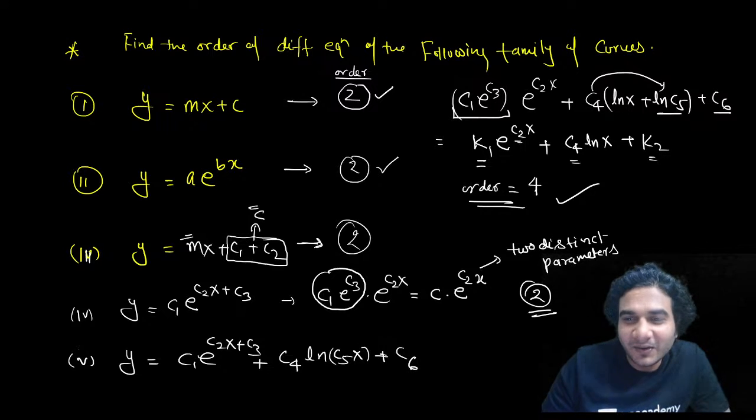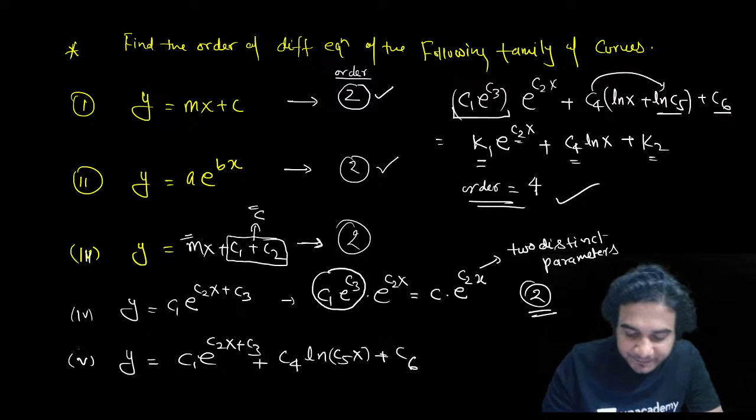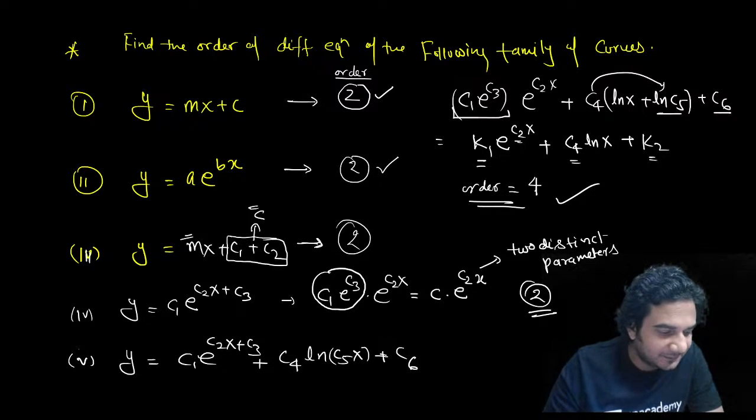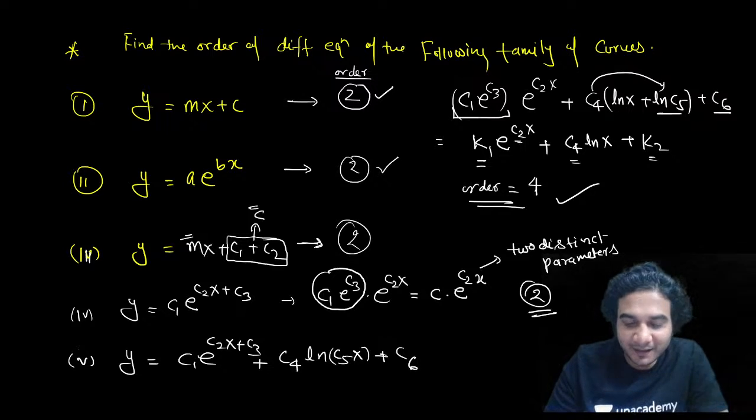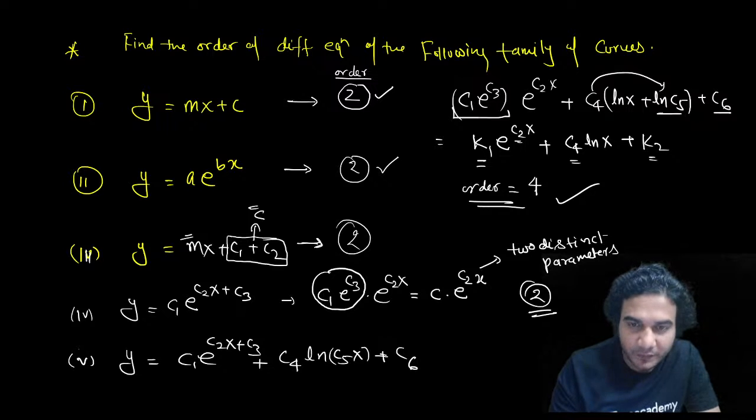How are you getting 3? Tell me how to reduce it further. Its answer is 4. So the answer is 4.